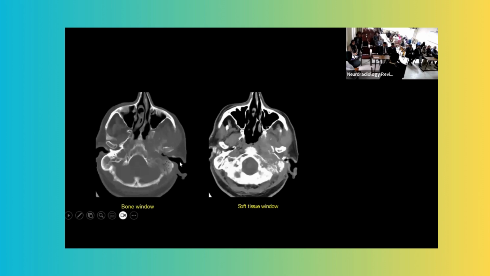Some more images on the bone window, soft tissue window at a lower level showing the involvement of the temporomandibular joint, the sphenoid bone, greater wing, the pterygopalatine fossa, the pterygoid plates, the mastoid cells, external ear, internal ear, and erosion of all the ossicles.